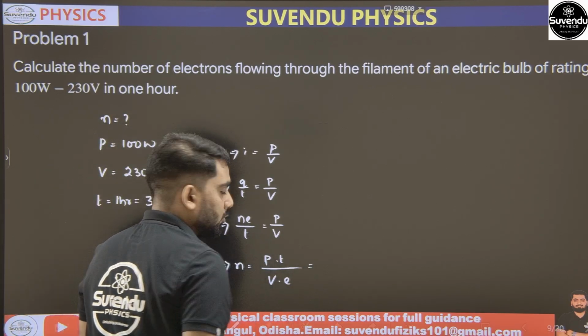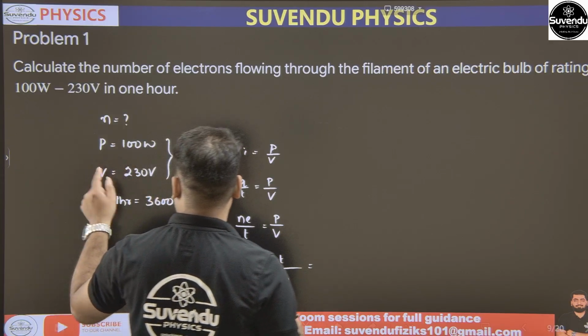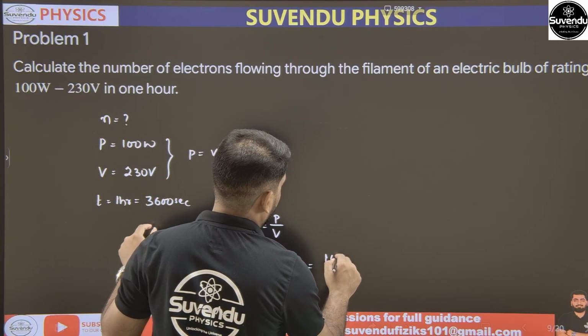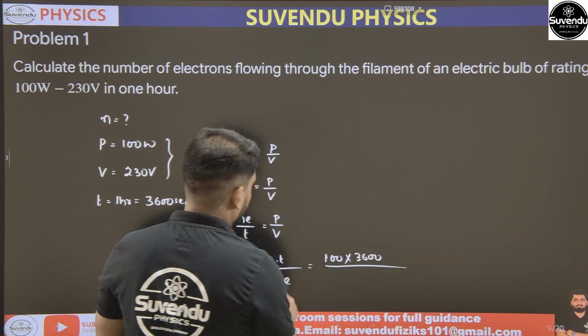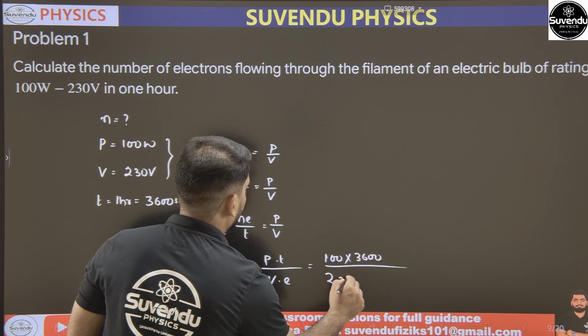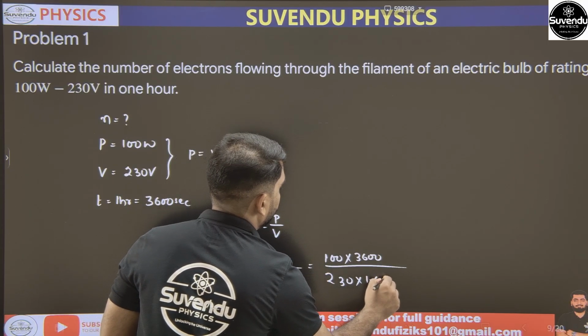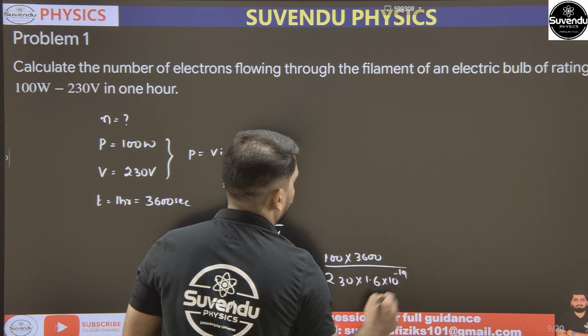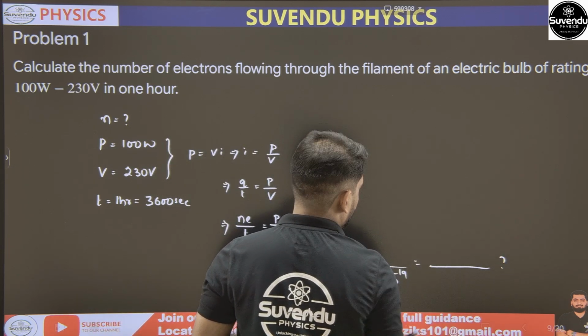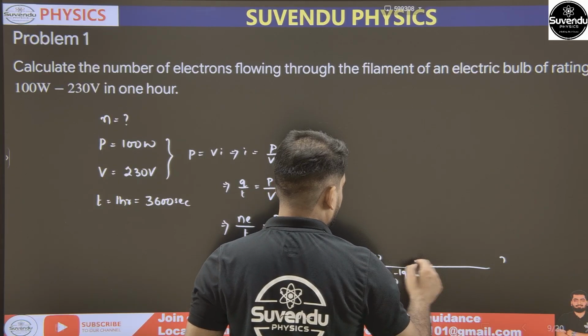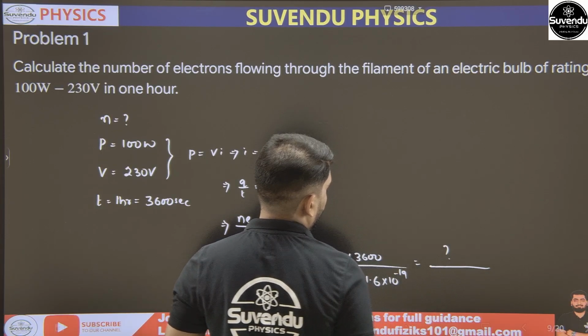Look at the answer. What is the power given? 100 watt. Time is 3600 seconds, divided by voltage, which is 230, and electron charge 1.6 into 10 to the minus 19. After all, you have to calculate this thing. The answer will be as per your calculation. What you get, that is the answer.